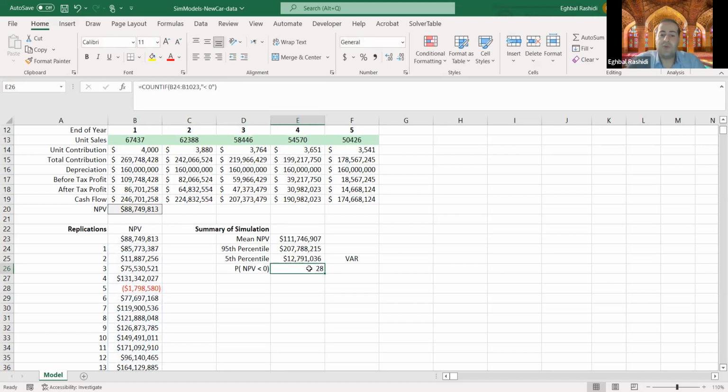So this is 28. There are 28 MPVs, replications for a movie, that are negative. Okay, so to find the probability, I just have to divide that number by 1000, which is the number of replications. Okay, and this is not in a dollar value, it's actually in percentage, and it's about 12%, as you can see.